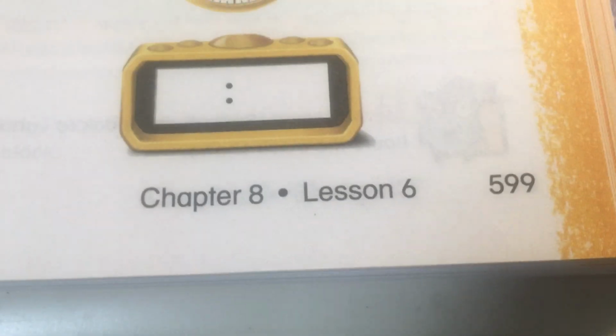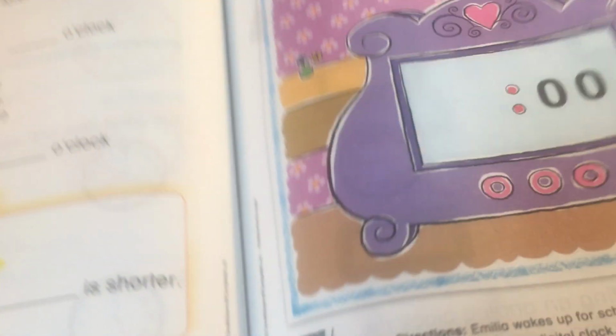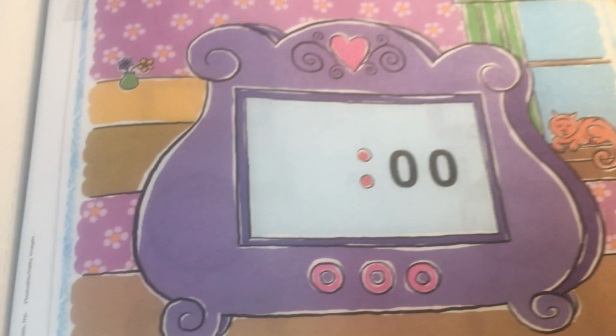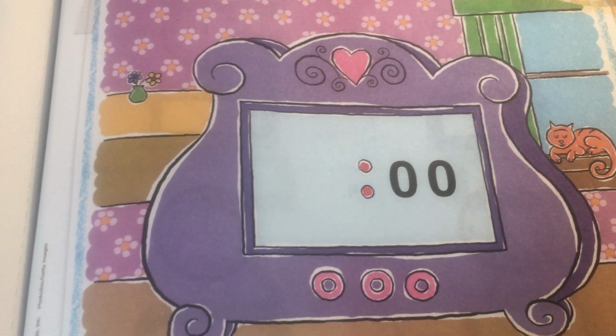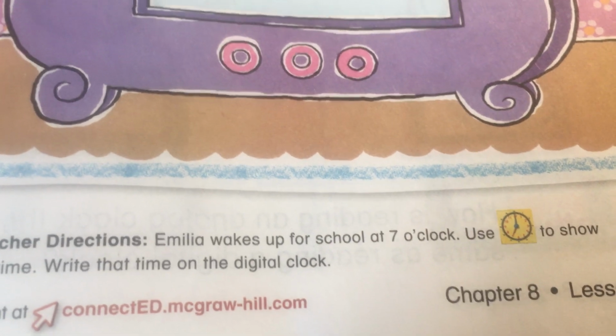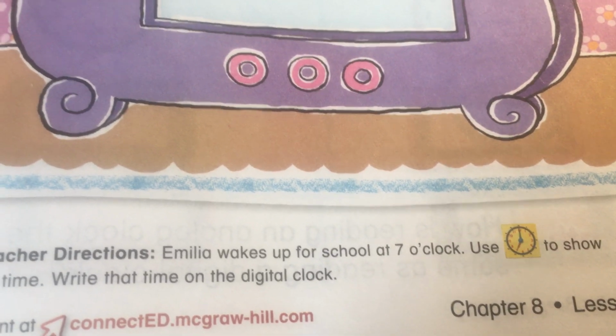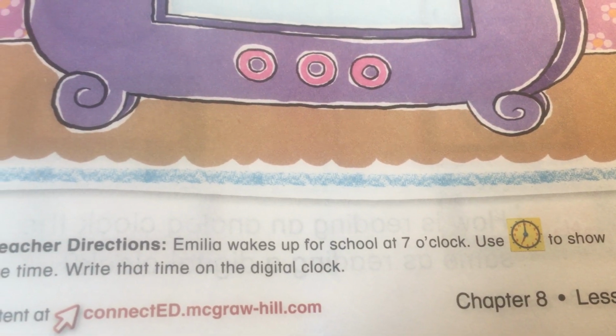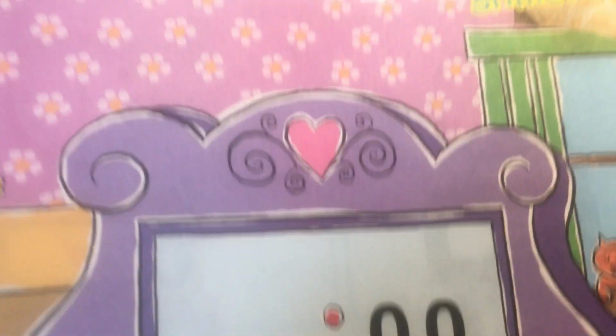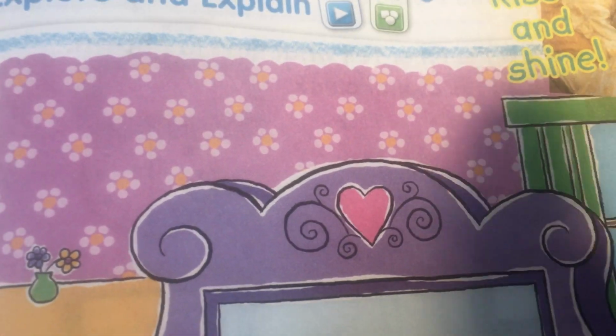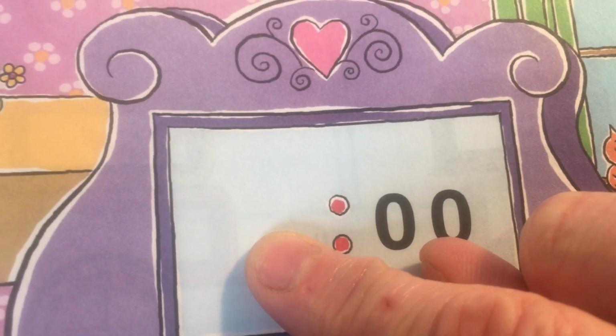So please make sure you have your name and number on page 595, 597, and 599. Then we're going to go back to page 595, where we see a picture of a digital clock, and it says, Amelia wakes up for school at 7 o'clock. So all we need to do here is show 7 o'clock.